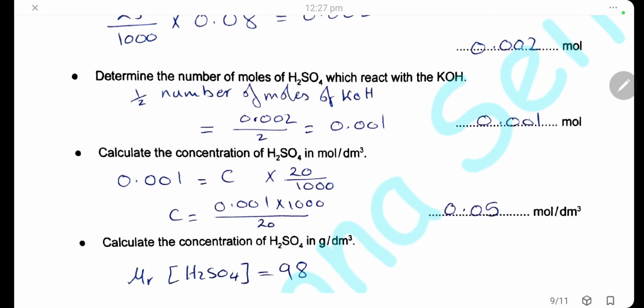sulfuric acid. Calculate the concentration of sulfuric acid. We have the number of moles, which is 0.001, and we have the volume, which is 20 cm³, so we can calculate the concentration. Number of moles equals the concentration times the volume in dm³, so the concentration will be 0.05 mol/dm³.